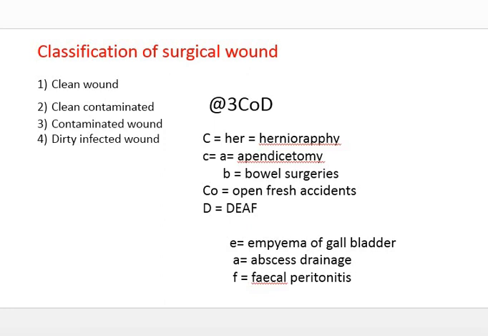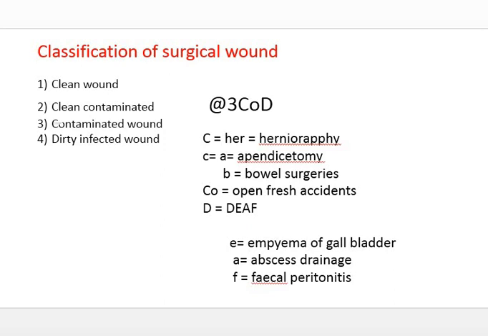So first of all, here is C. What we say to a girl is her, and for a boy we say him. So let's remember C as her, C for girl. From her we get herniorrhaphy. So if it's clean, you just remember C. C means her, and her means herniorrhaphy.